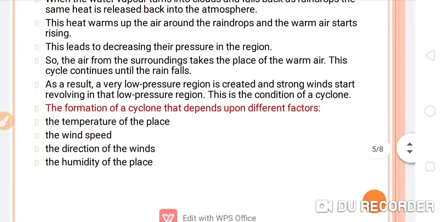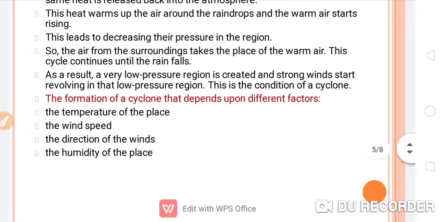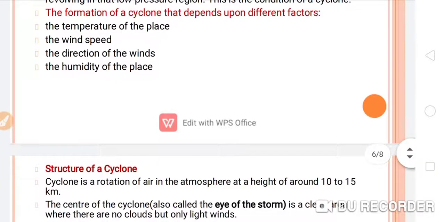Now the formation of a cyclone depends upon different factors. What are the different factors? Let's see. The temperature of the place, that's the first one. Second, the wind speed. Third, the direction of the winds. And the fourth one is the humidity of the place. So these are all the factors responsible for forming a cyclone.